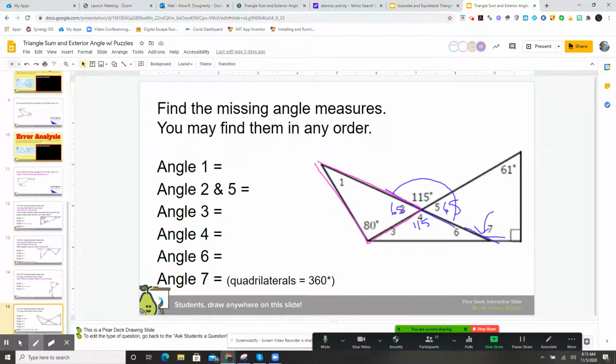I think so. Now we get to something that I haven't talked to you about yet. This guy over here is a quadrilateral. It's got 4 sides, 1, 2, 3, and 4. Quadrilaterals add up to 360 degrees. So if I tell you that those add up to 360 degrees and you know 65 and you know 61 and you know 90, what's that angle 7 that we talked about earlier?